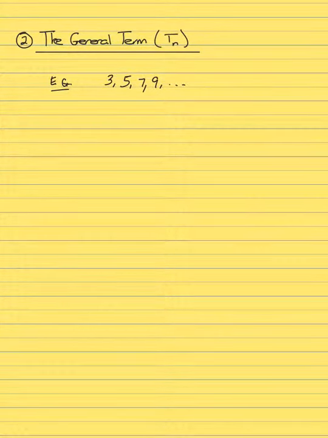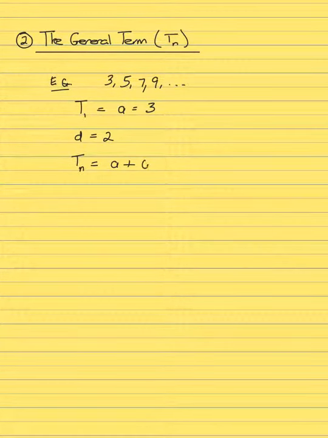For example, if we have a sequence 3, 5, 7, 9 and so on, we call the first term, term 1, we also call that A. In this case it's 3. We can see clearly that the difference between each of the terms here is 2. And then we have a formula to find the general term. Tn is A plus n minus 1 times d. So that's an important formula.